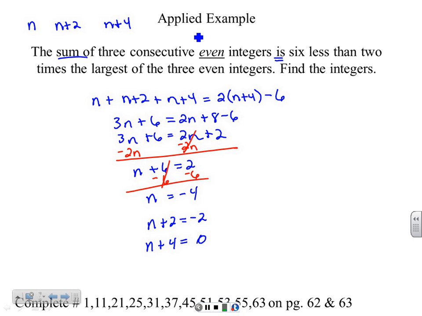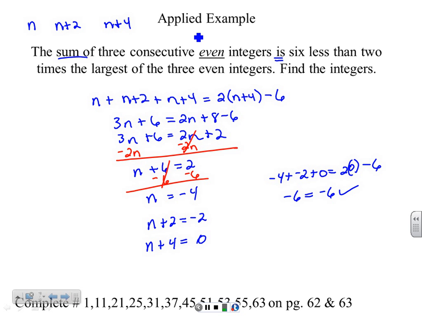But if we plug this in, it's saying that the left-hand side, if we add this up, is going to be 2 times n minus 4 minus 6. Well, if we plug these in, on the left-hand side we'll have negative 4 plus negative 2 plus 0, which should be equal to 2 times n plus 4, which is going to be 0, minus 6. So watch this. Negative 4 and negative 2 and 0 is negative 6. 2 times 0 is 0 minus 6. So it does check out.